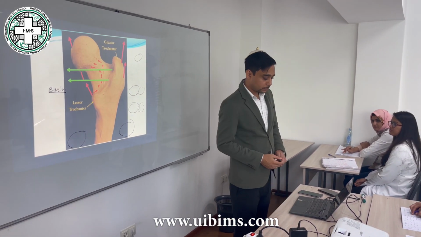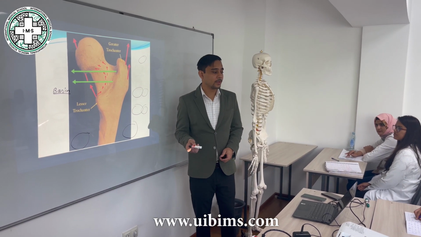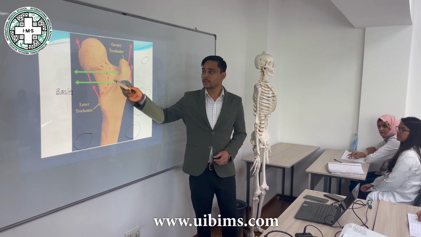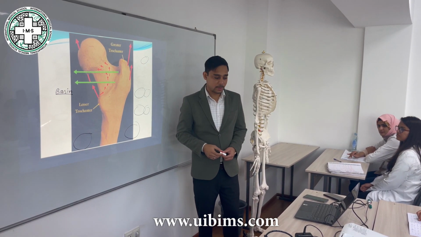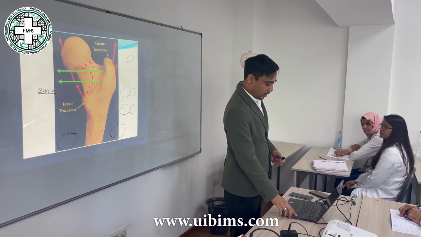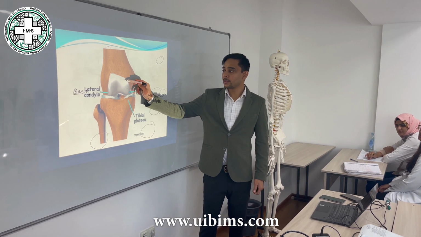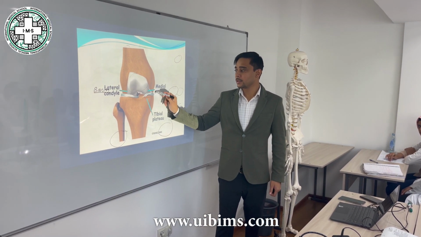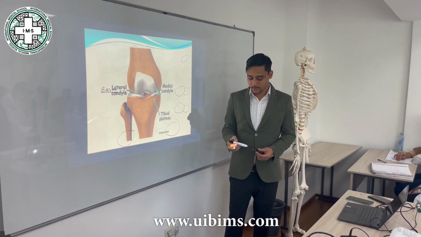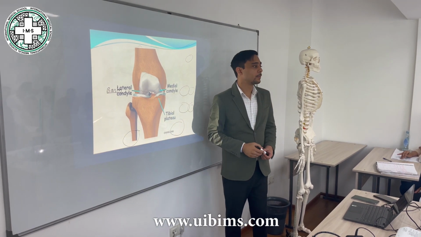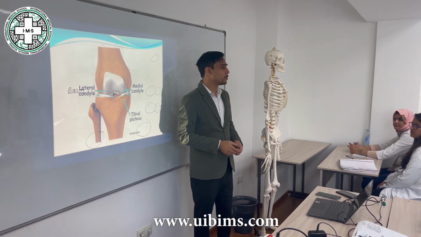Now this is a real bone picture. You see there is a trochanter, there is a head of femur. Now what are these? They are the articular cartilage. You see cartilage. This is which joint? Knee joint.